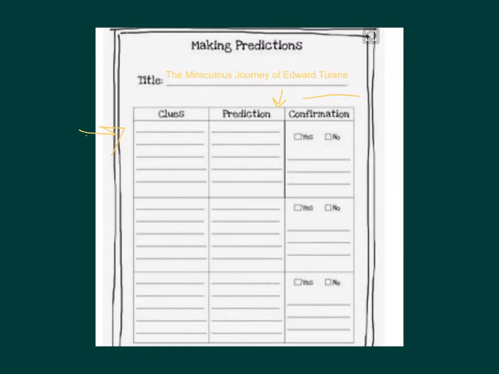And then you'll notice this third column says confirmation. And in that third column, you would put whether or not your prediction was accurate. So, a prediction can always be proven or disproven. That means after we finish the book, we can always decide if our prediction was correct or incorrect. So in the confirmation column, if our prediction was correct, we would mark the yes, and then we would write what happened. And if our prediction was not correct, we would mark the no and write what happened instead.